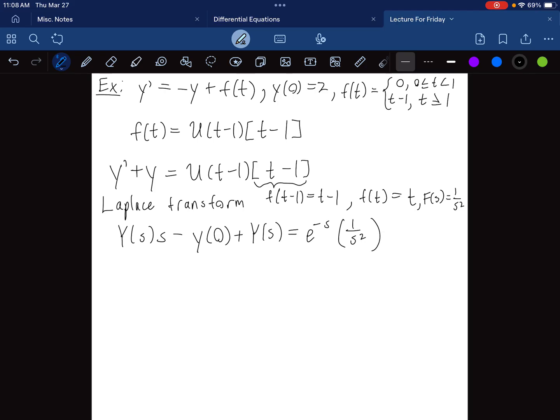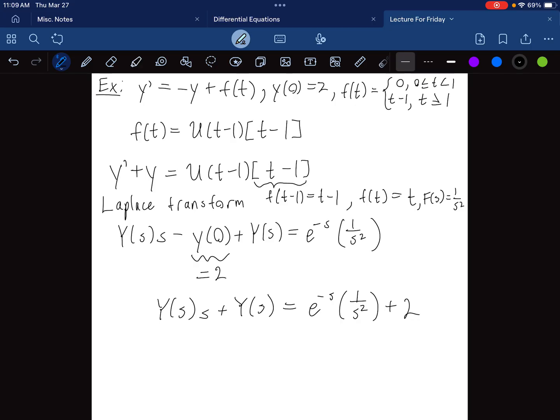And so with our initial condition, we can rewrite this: y of 0 is going to equal 2. And so rewriting the whole ODE, actually, I want to bring that 2 to the right-hand side, since we want to solve for this capital Y of s. We have s capital Y of s plus capital Y of s is equal to e to the negative s times 1 over s squared, plus 2.